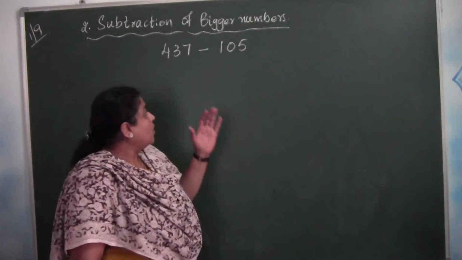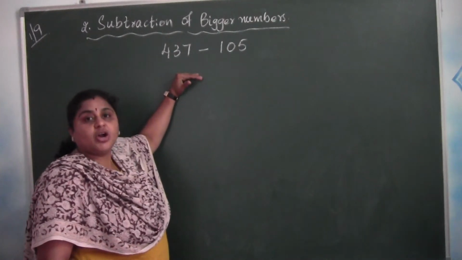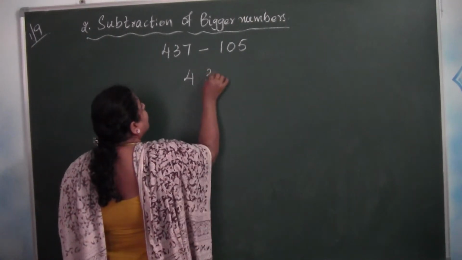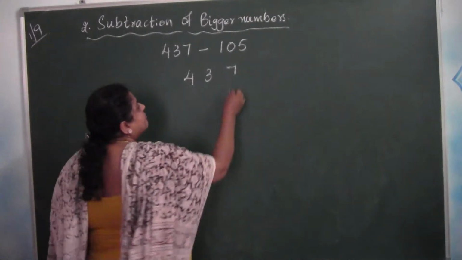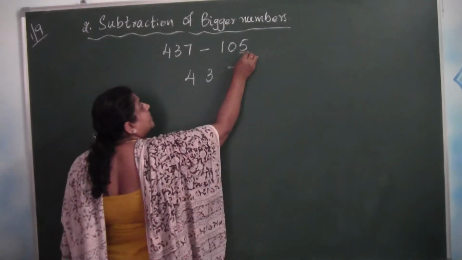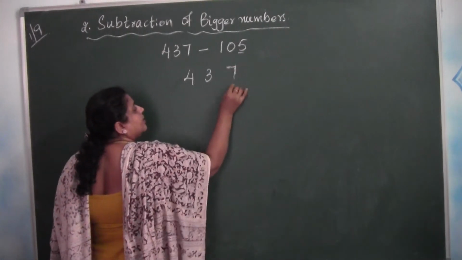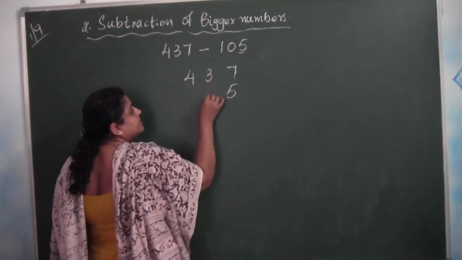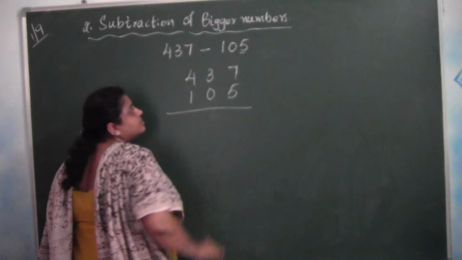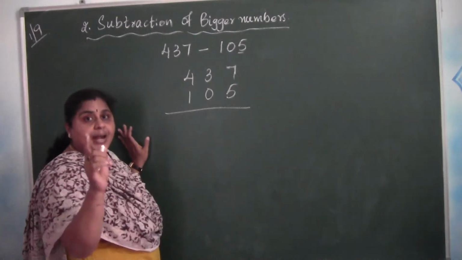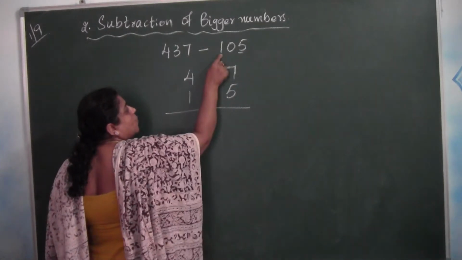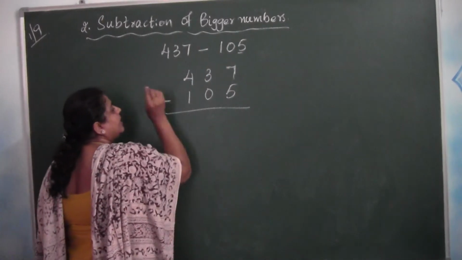Okay children? Now we have to arrange these numbers in columns, right? So first we write our bigger number, 437. From that I am going to subtract 105. The last digit is in the ones place. Ones place under ones, tens under tens, and hundreds under hundreds. This is how we arrange the numbers. So 5 under 7, 0 under 3, 1 under 4. Come on, let us subtract.